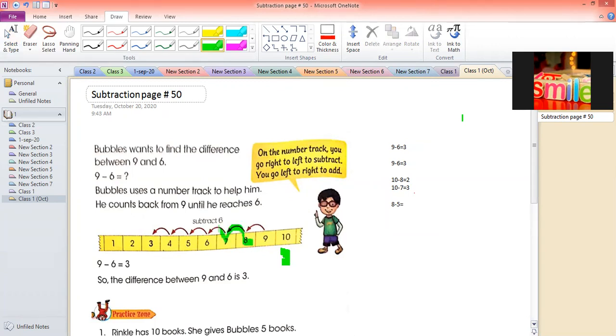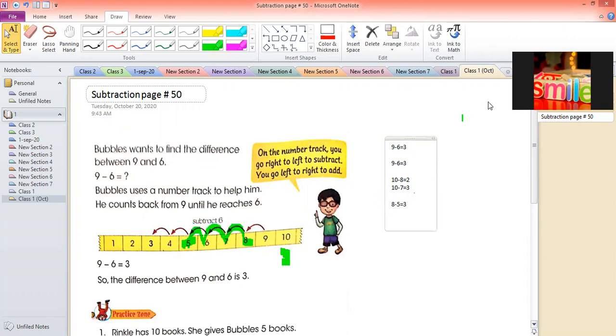1, 2 and 3. On the third step you find 5. You have to minus 5. So 8 minus 3 equals to 5. Why? Because you go 3 steps back. 1, 2 and 3. So 8 minus 5 equals to 3. You will write here 3.